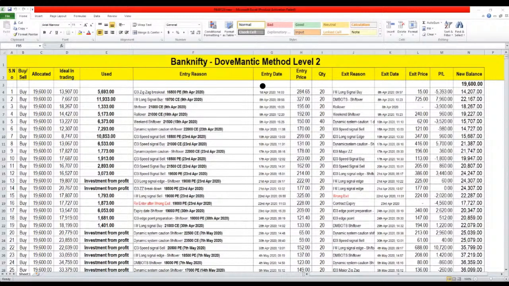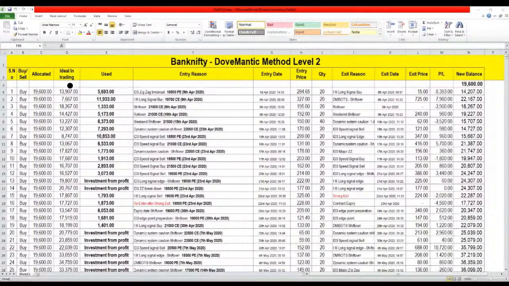This entire process started from 1st April with a very small capital as low as 19,600 rupees. But on each and every trade, I have not used the complete 19,600. You can see the allocated is 19,600, but the utilized amount is just 5,693. So the remaining 13,907 is the idle money that is staying in the account.